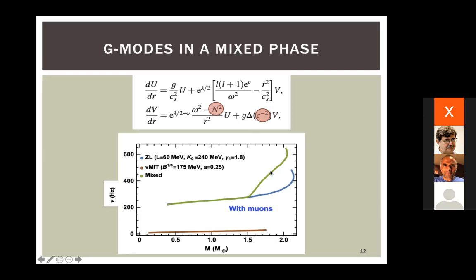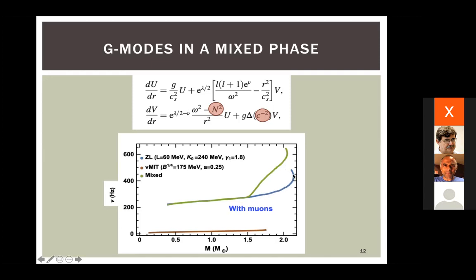So what can we deduce from this? Well, you can see that if G mode frequencies of the order of, let's say, 500 or 600 hertz are detected, then that's a clear sign that you have to have something like quark matter or some kind of softening component in there. Because essentially, the softer you go, the higher the G mode frequency. It cannot be a neutron star because already, neutron stars are tuned to get the 2 solar mass constraint right. So this is already pretty stiff.